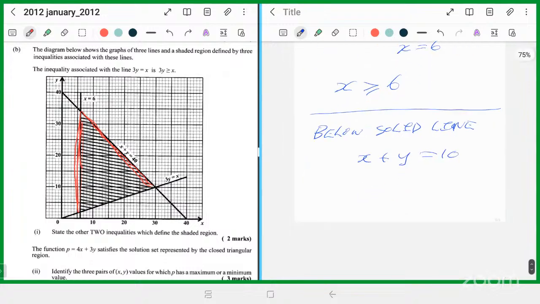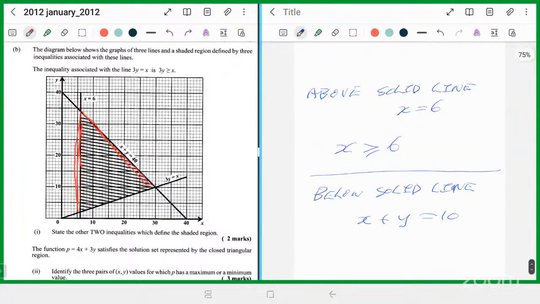So that inequality below is less than. When y is positive, less than means below. So it's x plus y less than or equal to 10. So these are the two other inequalities. This one and that one associated with that shaded region. Understand that? Those are two inequalities.